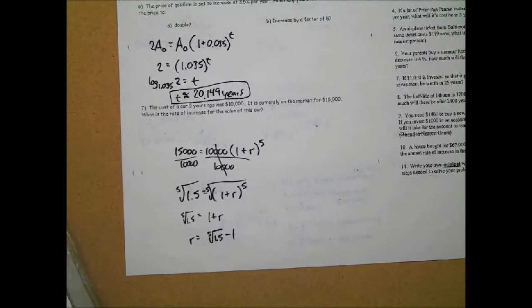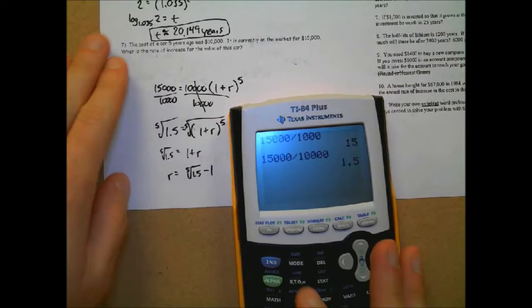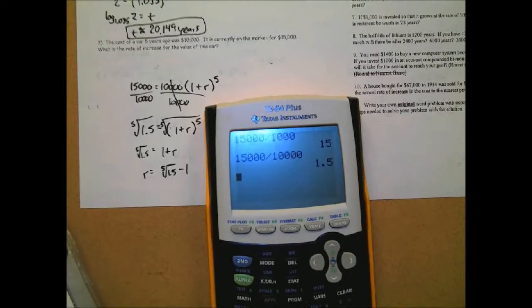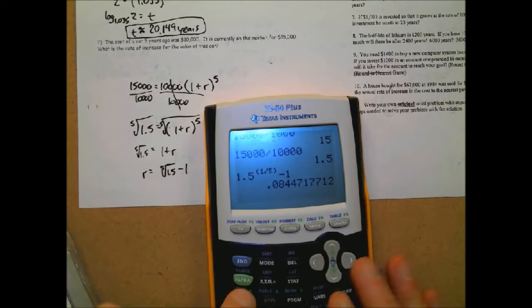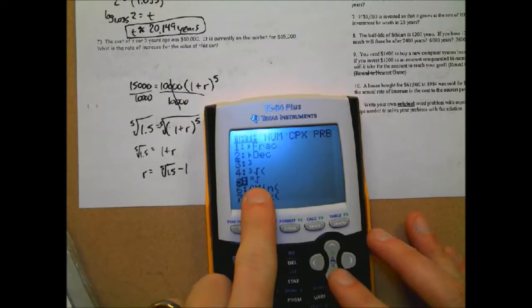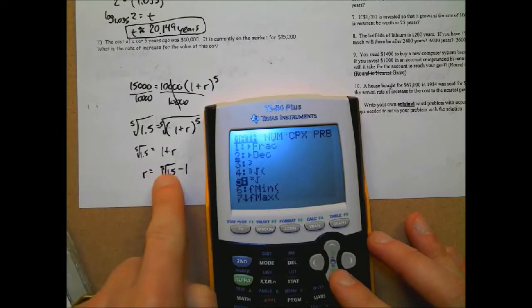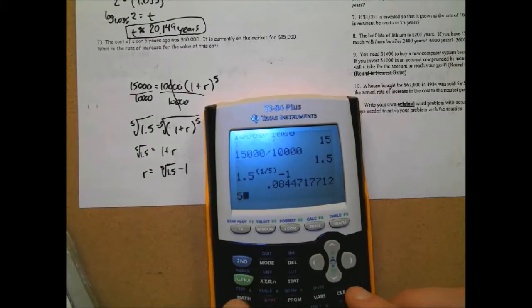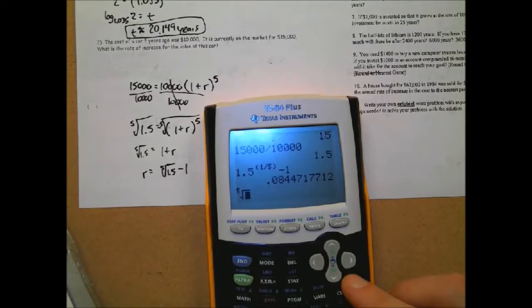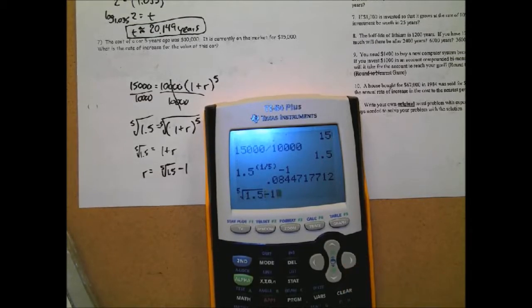To do a fifth root in your calculator, there's a couple options. Option 1: what exponent is the fifth root equal to? Not -5, that'll be 1 over to the power of 5. 1/5 would be the exponent you want to use. So 1.5 to the 1/5 minus 1. Or you can also do an actual fifth root. If you press the math button and then go down to option 5, you need to type your root number in first. So 5, math, x root, and then you can type in the 1.5 and then the minus 1, and you get the same thing.